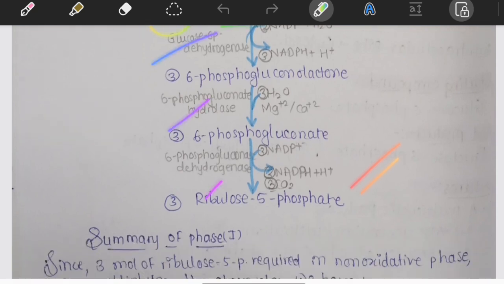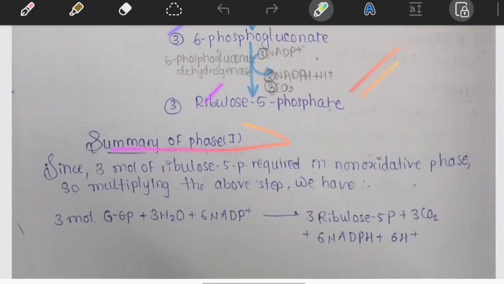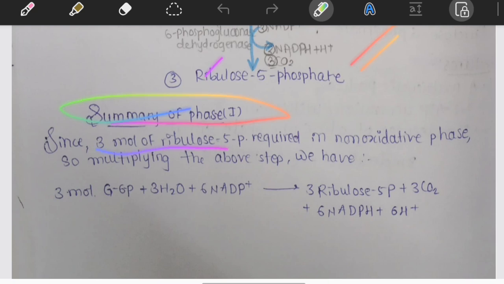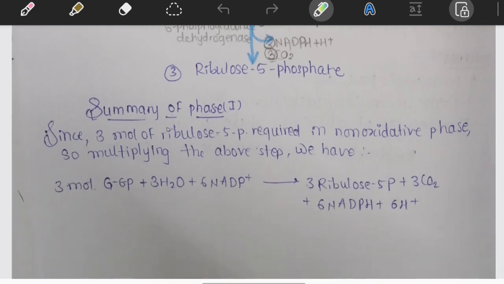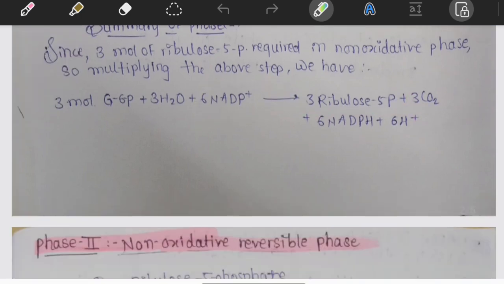These are the enzymes. Summary of the first phase: 3 molecules of ribose 5-phosphate are required in the non-oxidative phase, that will go into the non-oxidative phase. So multiplying the above step, we have 3 molecules of glucose 6-phosphate plus 3 H2O and 6 NADP plus forming 3 ribose 5-phosphate plus 3 CO2 plus 6 NADPH plus 6 H plus.